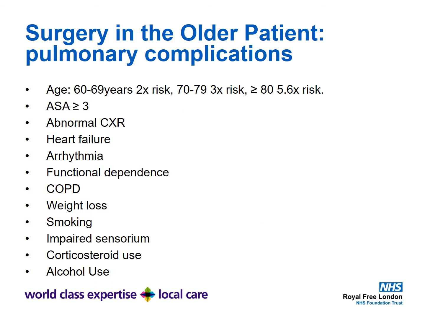So surgery in the older patient has a risk of significant pulmonary complications. Those aged between 60 and 69 have double the risk, 70 to 79 have triple the risk, and those above 80 have a 5.6 times higher risk of developing pulmonary complications. These might include atelectasis and community-acquired pneumonia.